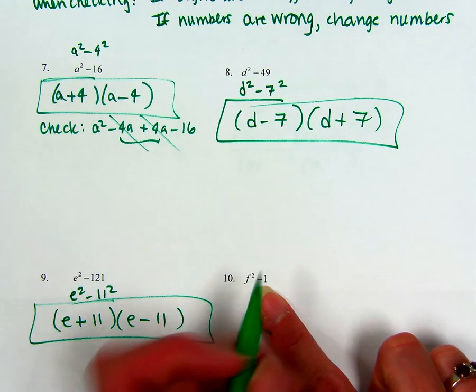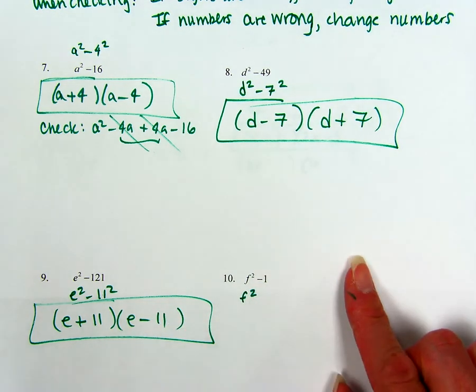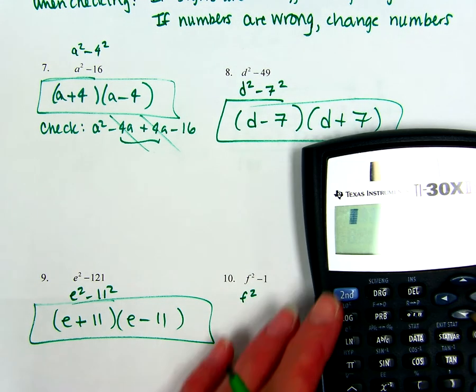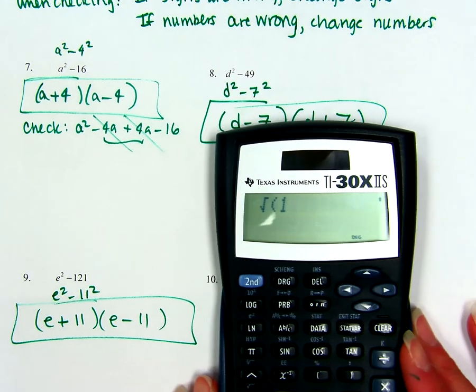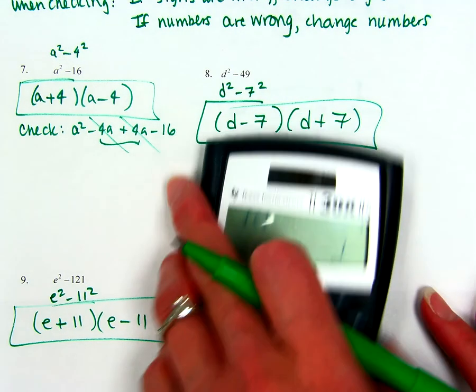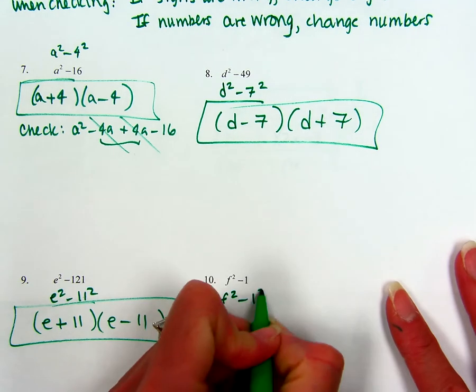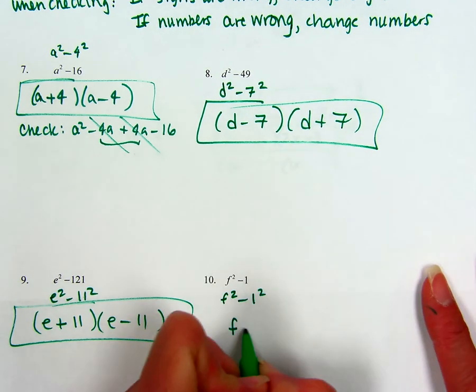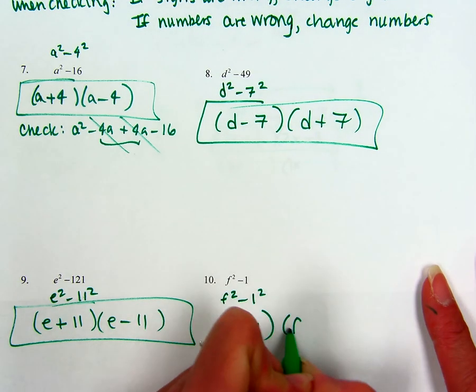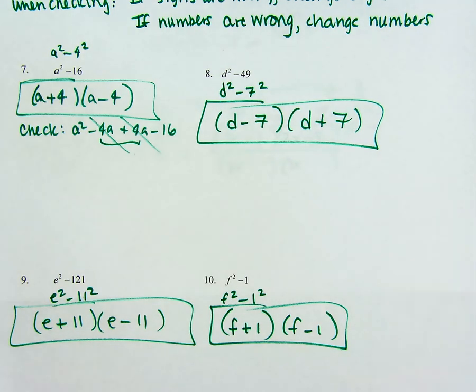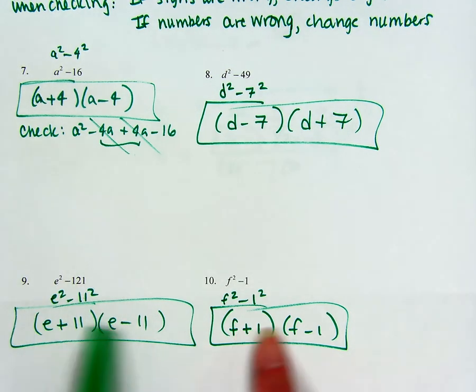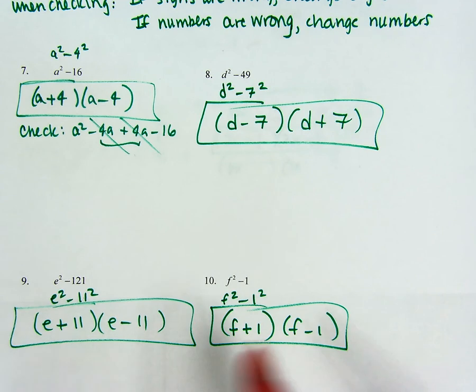And then on this one, f squared, what's the square root of 1? Now make sure you're looking at the square root of 1, not the square root of negative 1. Okay, square root of 1 is just 1, right? So this is f squared minus 1 squared, meaning this should be f plus 1 and f minus 1. Now notice that it doesn't matter where your plus or minus is, as long as you have one positive and one minus, so you can switch them around when you have those written down.